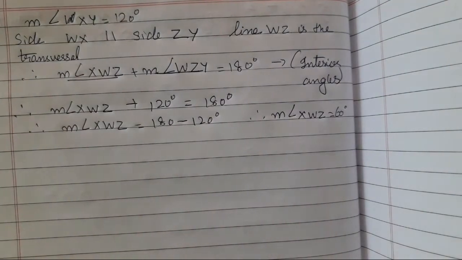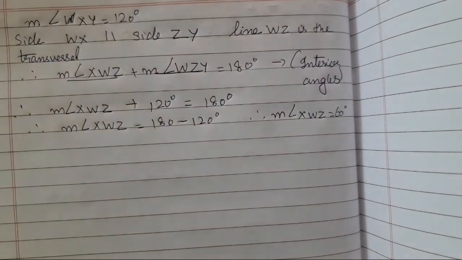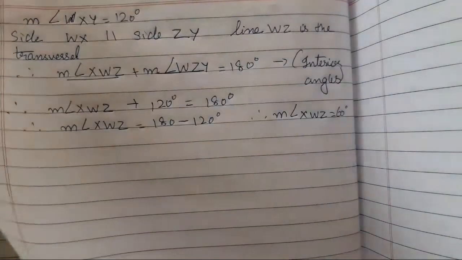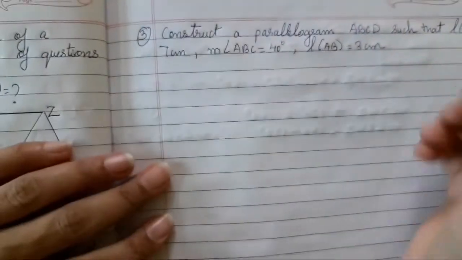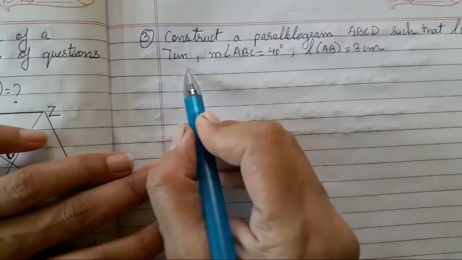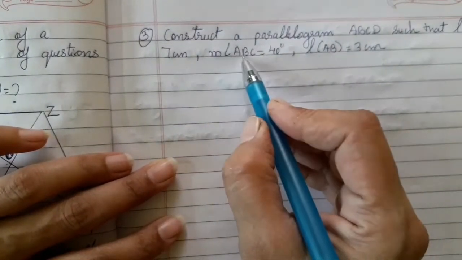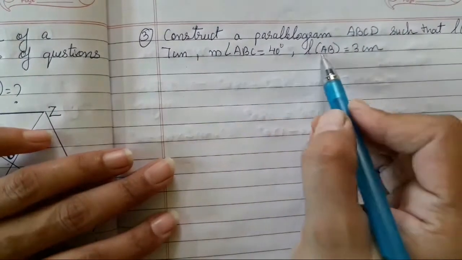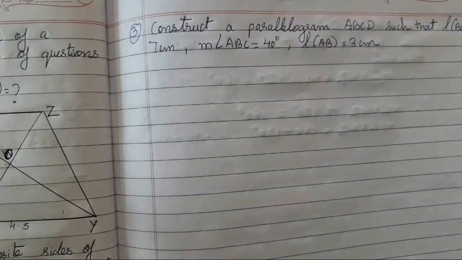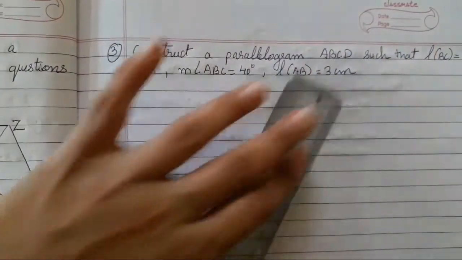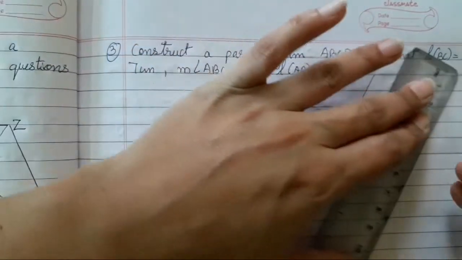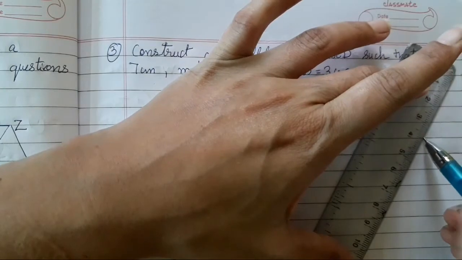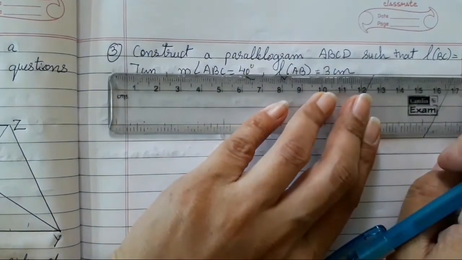Okay, so I think we have got all the questions solved. They are very easy to solve, children. You all can try it on your own. Now we will move to the third question, that is construction of a parallelogram ABCD such that BC is equal to 7 centimeter, and measure of angle ABC is 40 degree, and length of AB is equal to 3 centimeter. Now we have to construct, but before that we need to find a few answers to the questions that they have given, and the construction was already explained in yesterday's video.